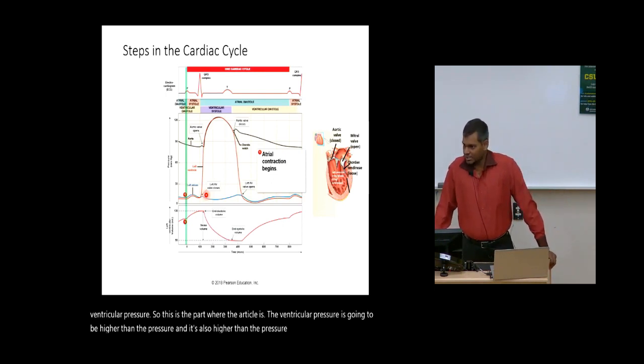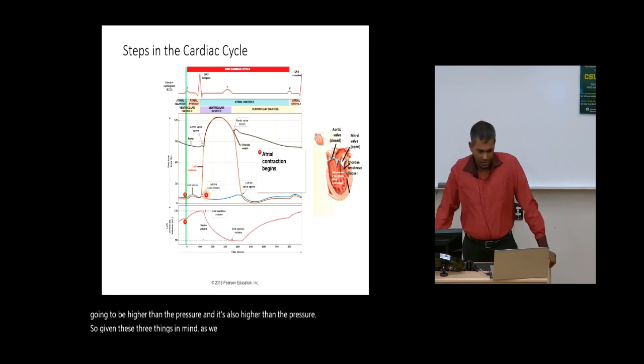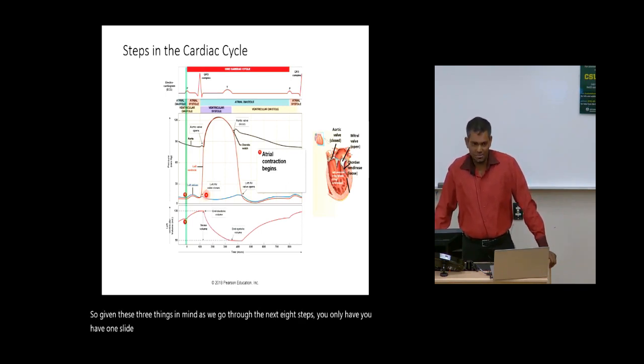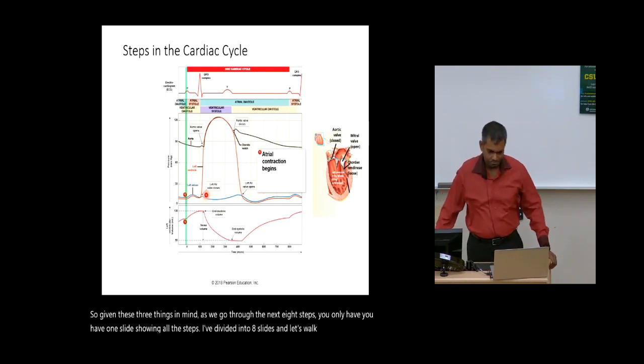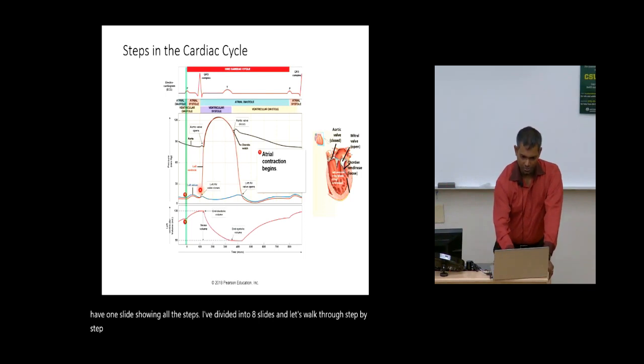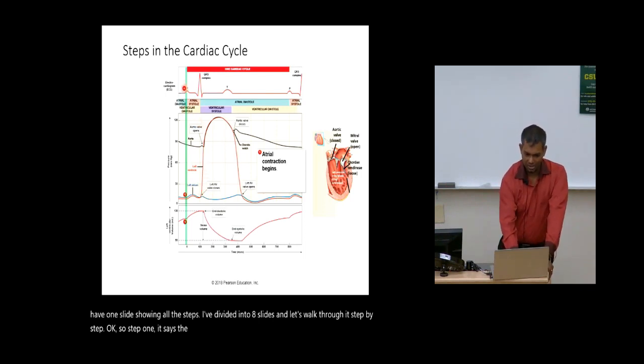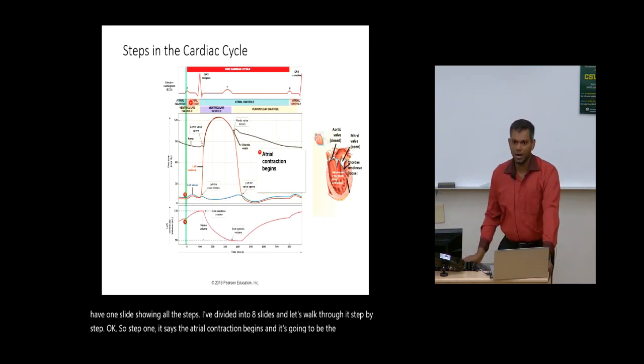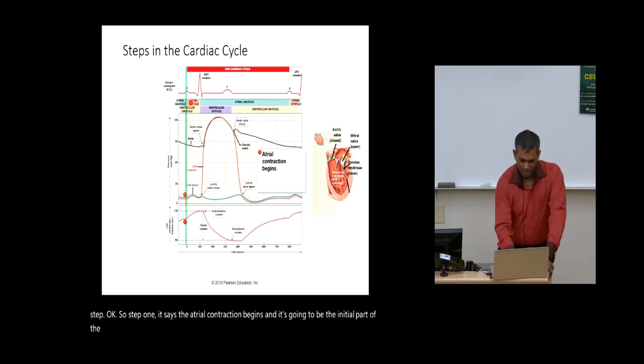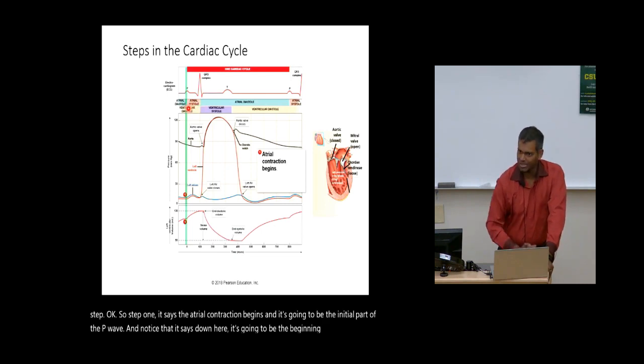So keep these three things in mind as we go through the next 8 steps. You have one slide showing you all the 8 steps. I'll divide that up into 8 slides, and let's walk through it step by step. Okay, so step 1, it says the atrial contraction begins, and it's going to be the initial part of the P wave. And notice that it says down here it's going to be the beginning of the atrial systole.